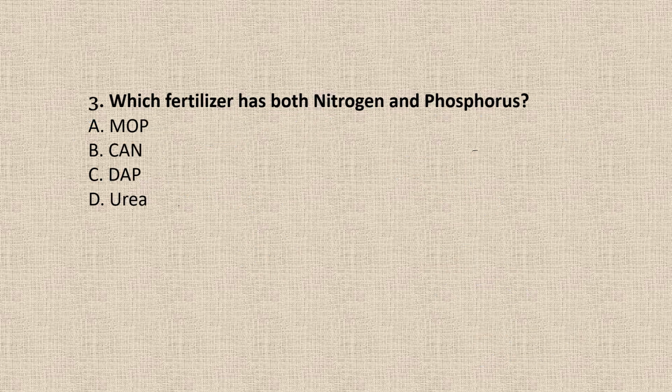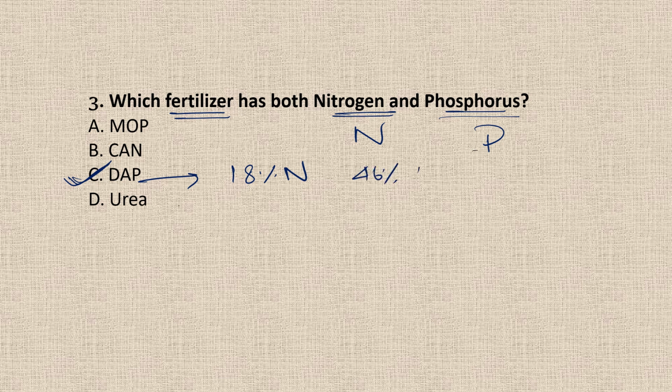Now question number 3 says, which fertilizer has both nitrogen and phosphorus, that is N and P both? Now all of you are right here. It's DAP. Why? Because DAP contains 18% of nitrogen and 46% of phosphorus, P2O5. So DAP is the right answer.